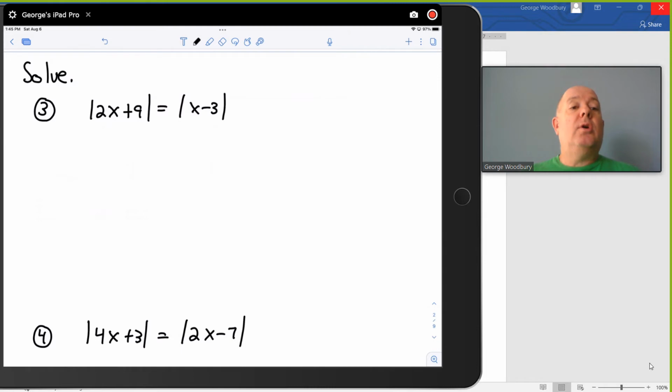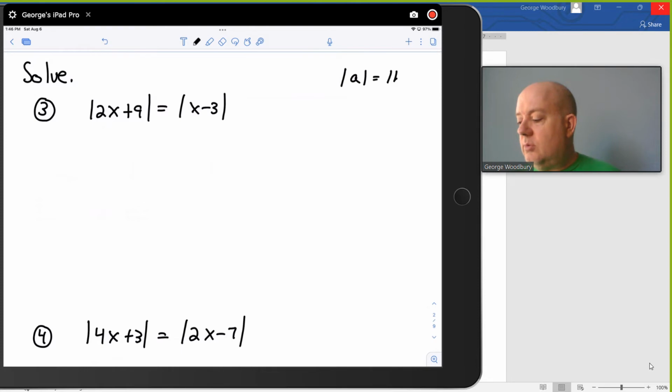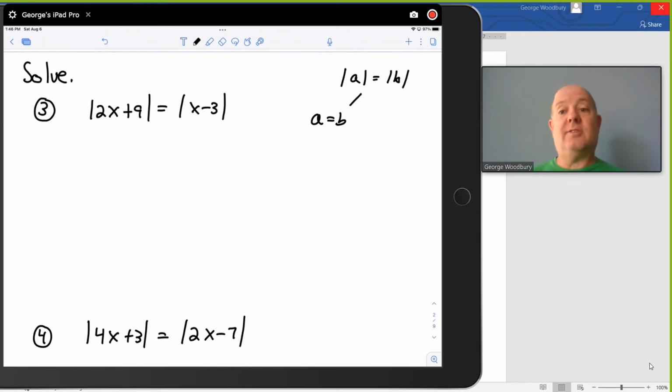Problem 3, we're going to use the same idea to solve this, although we don't have the absolute value of 2x plus 9 equal to some number. We have the absolute value of 2x plus 9 equal to the absolute value of x minus 3. One thing we know, if the absolute value of a is equal to the absolute value of b, one of two things must be true. Either a and b are exactly the same, or a is equal to the opposite of b.